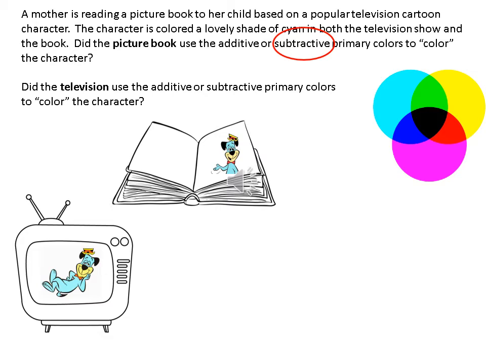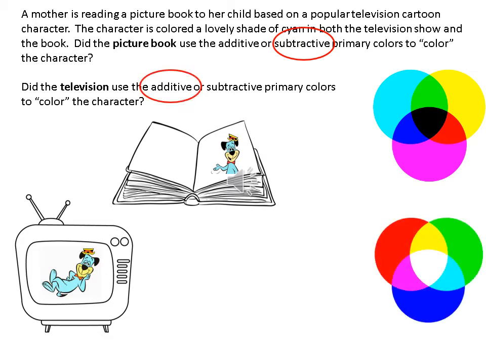Did the television use the additive or subtractive primary colors to color the character? Once again, we need to remember that anytime we're talking about a computer screen, a television, a movie projector, it's using light. And so we need to use the additive primary colors.